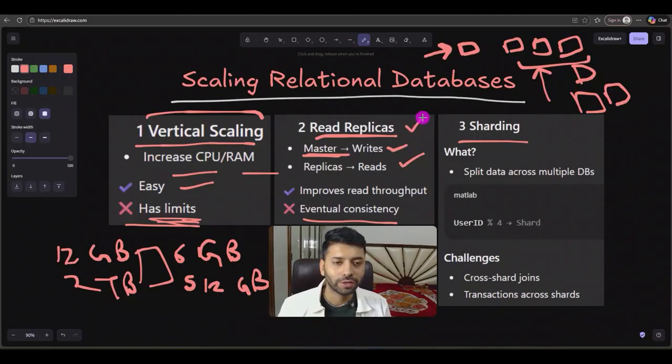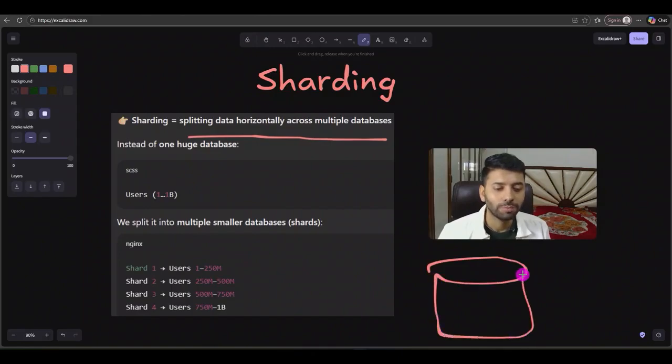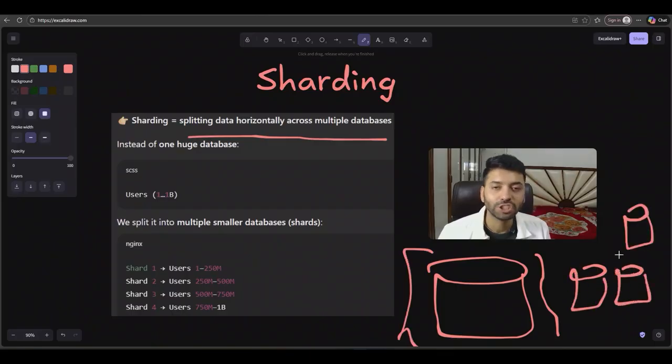Okay, we covered the read replicas. Now let's discuss sharding. So basically, sharding is a kind of horizontal scaling where we split the data horizontally across multiple databases. You can imagine it like, instead of having one huge database which has everything, we will split it into multiple smaller databases which will be called shards, right?